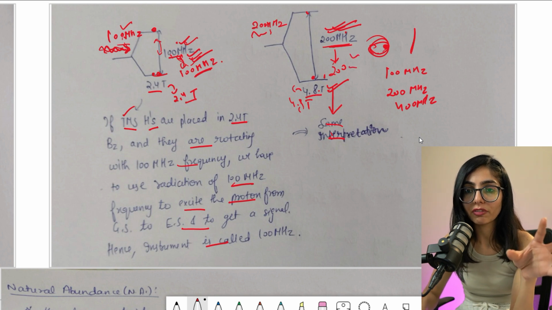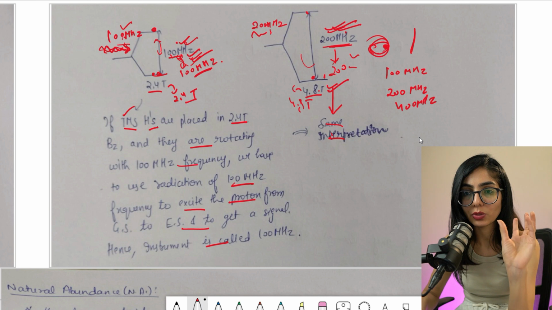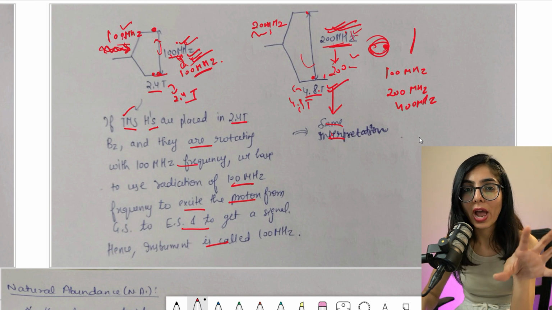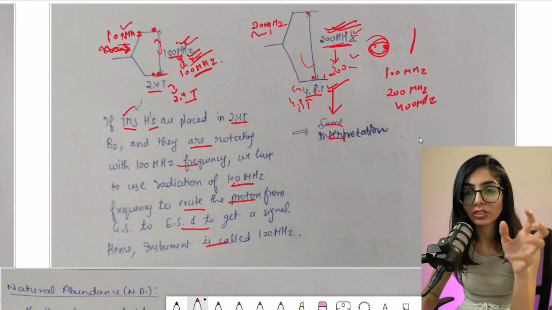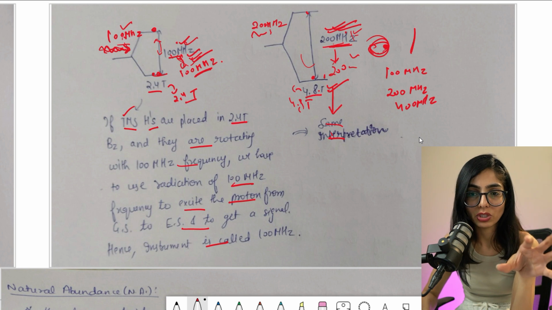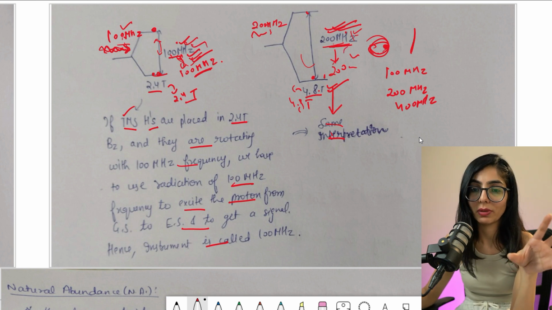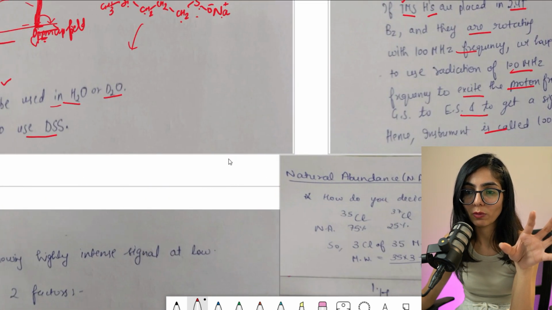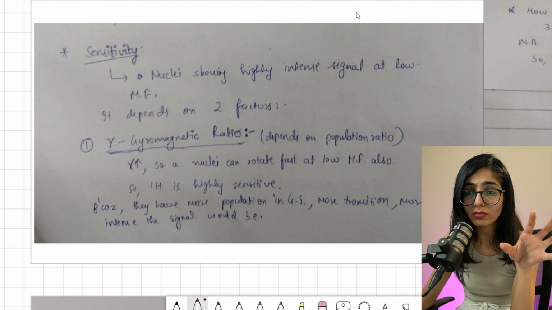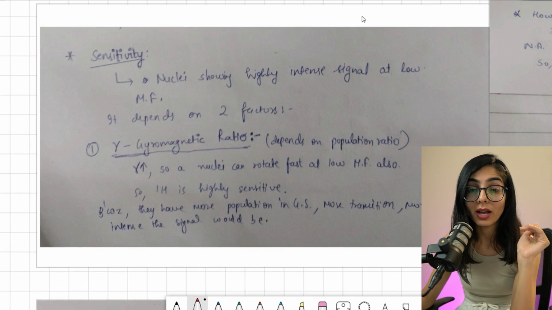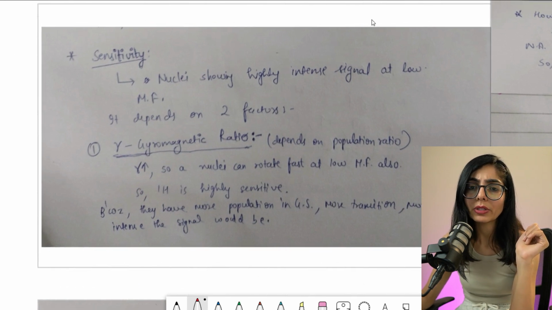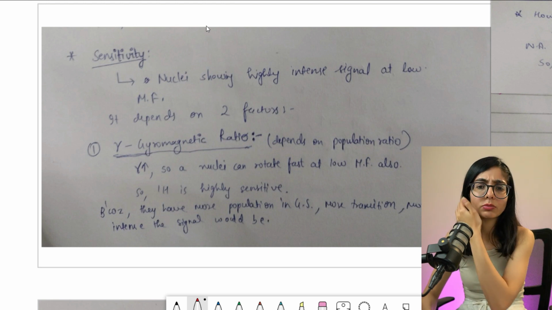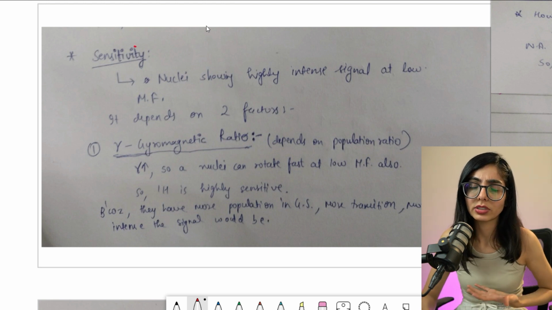So whatever the proton is rotating with, that frequency will be used as the naming pattern for that instrument. Over here it was 100 megahertz, over here it's 200 megahertz. This is very simple numerology which I wanted you to understand. Mnemonics, basically. Yeah. Now coming to sensitivity, there is also a term called sensitivity when we talk about this spectroscopy.